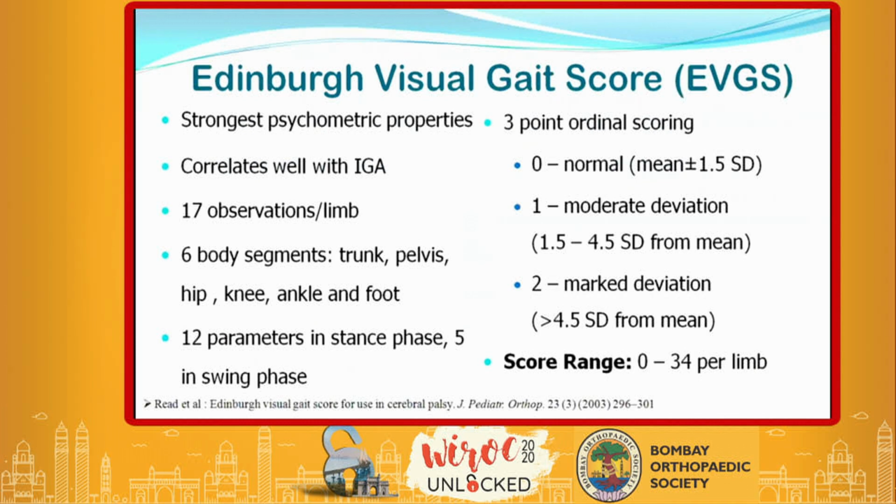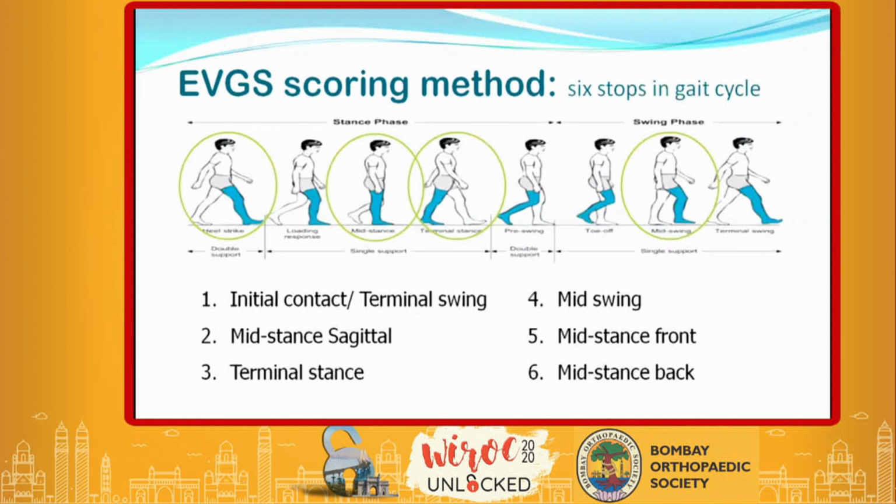EVGS is reliable, valid, and had the strongest psychometric properties. There are 17 observations per limb, including 6 body segments. Higher the score, more abnormal is the gait. 6 stops are needed in 4 phases in the gait cycle to compute all the parameters of EVGS.